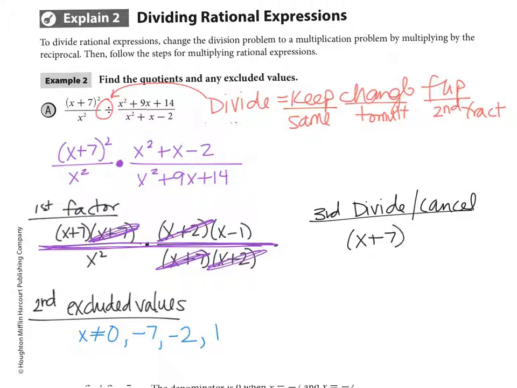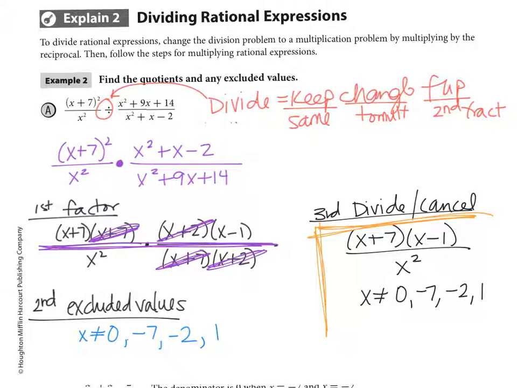X plus 7, x minus 1 on the top. And on the bottom, I've got x squared. And my excluded values, I just list with it. X cannot equal 0, -7, -2, or 1. So again, I'll put an orange box around it just so you see all of this is part of your final answer.